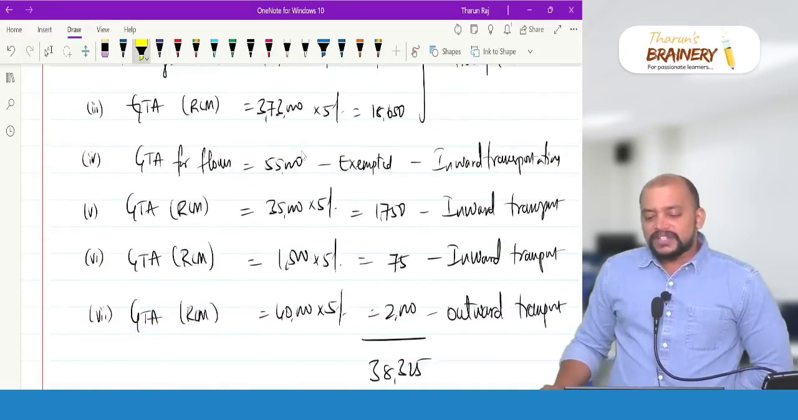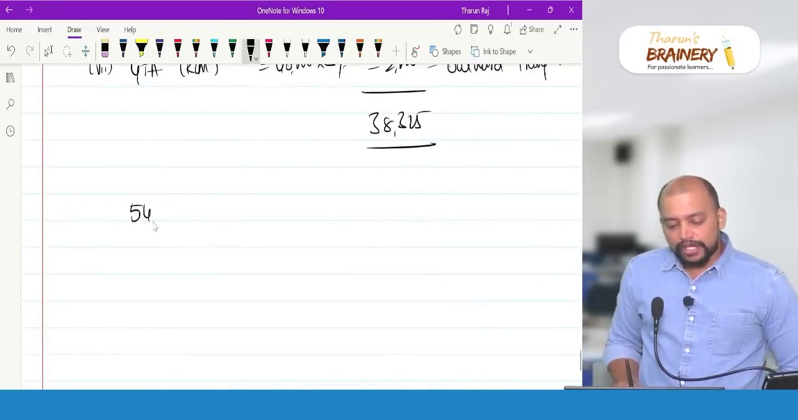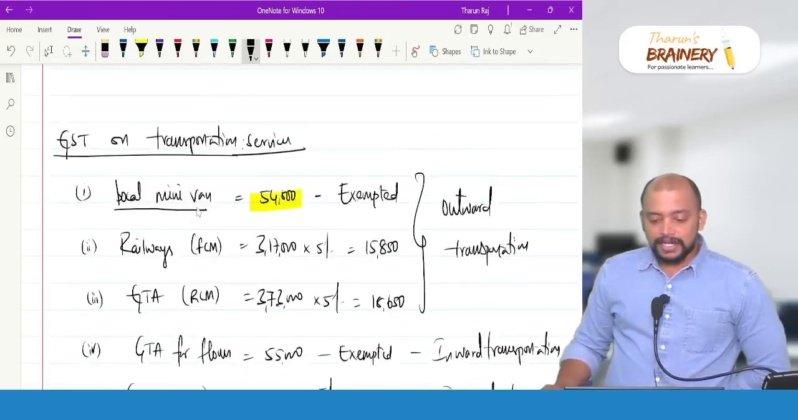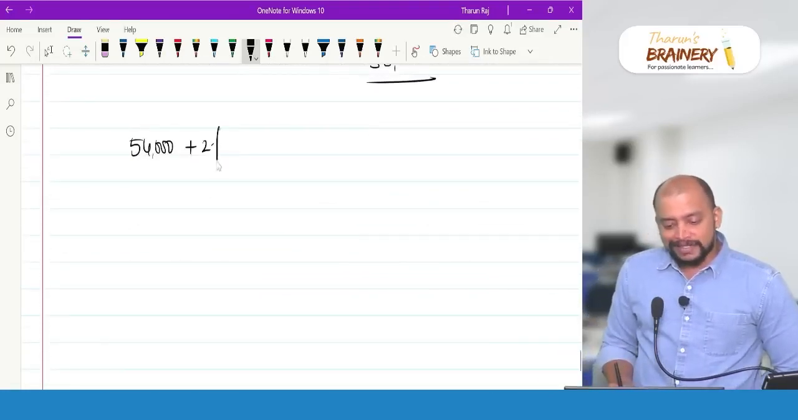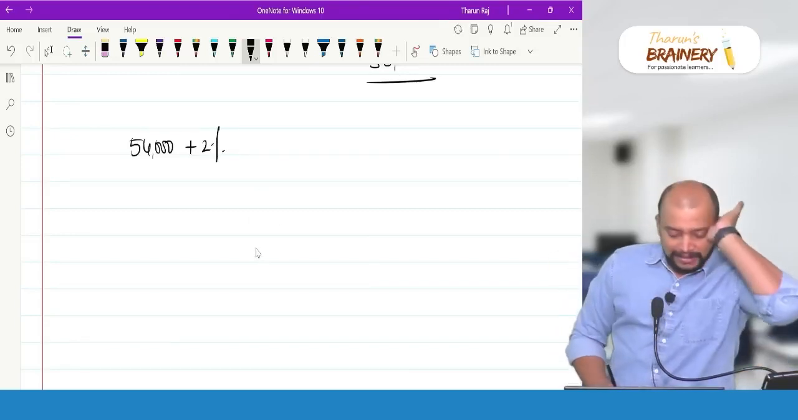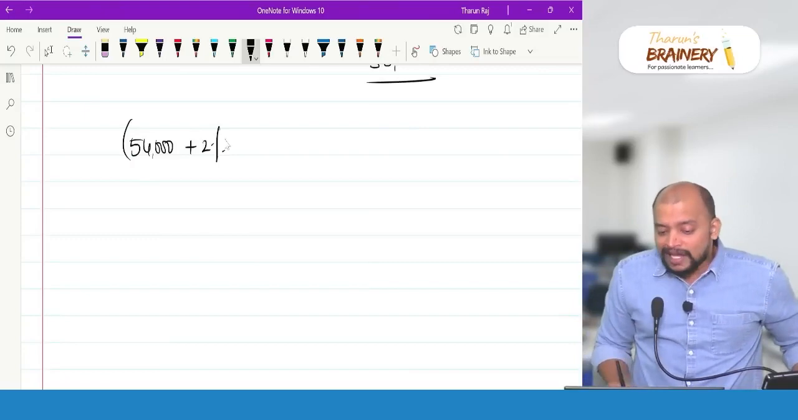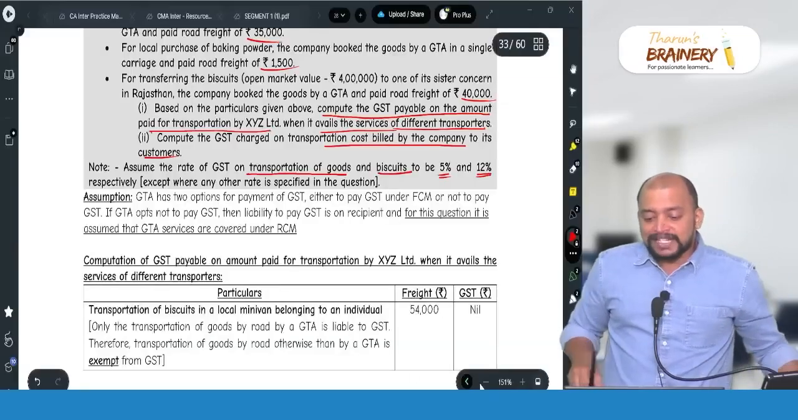Now, wherever outward transportation is there, first case you take 54,000. So, how much we are charging? 54,000 plus 2%. Then, on that, the GST will be the rate applicable to biscuits.